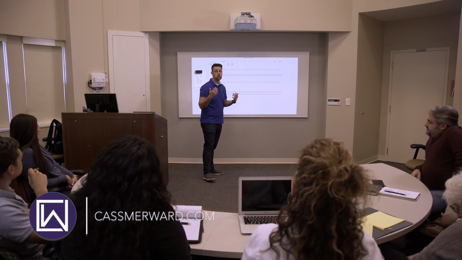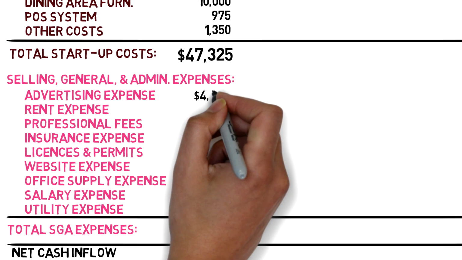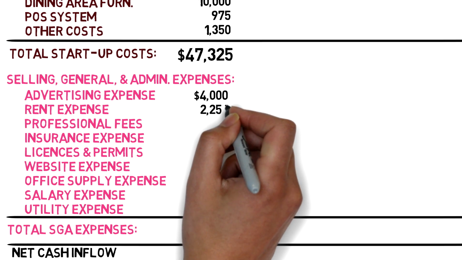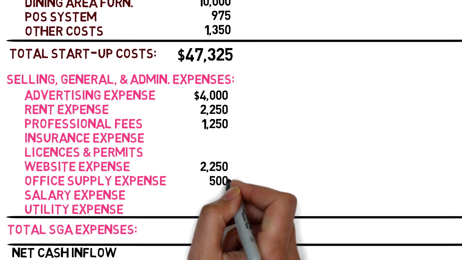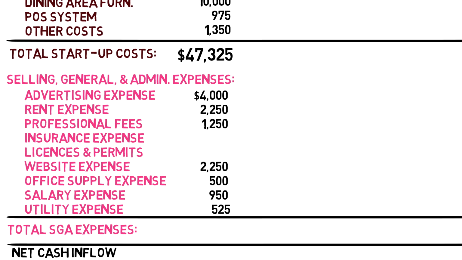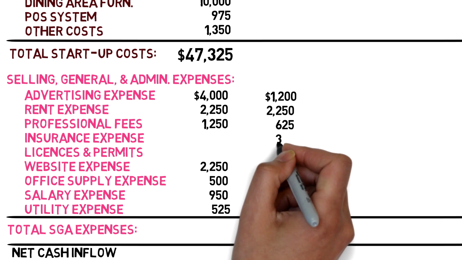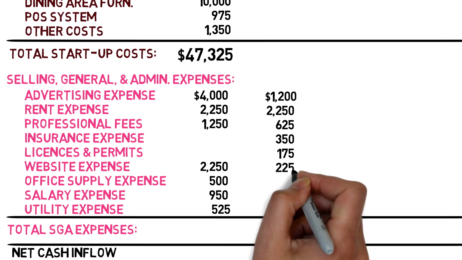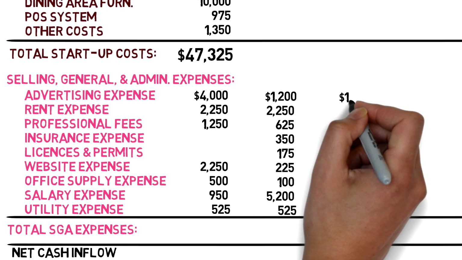Then we have our general selling and administrative expenses, right? Rent, advertising, utilities, what else? Payroll. Payroll, we want to pay people, right? Or not. Yeah. Right. So from all there, we have our total selling, general, and administrative costs.